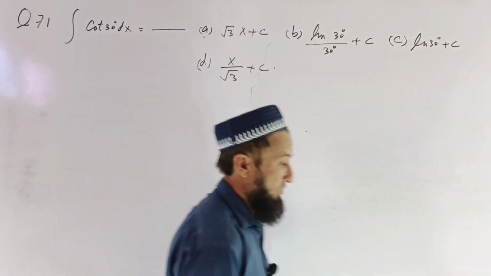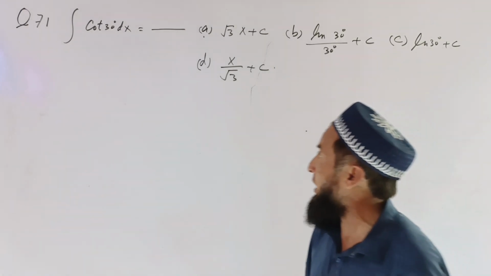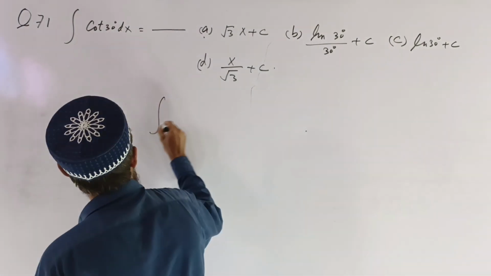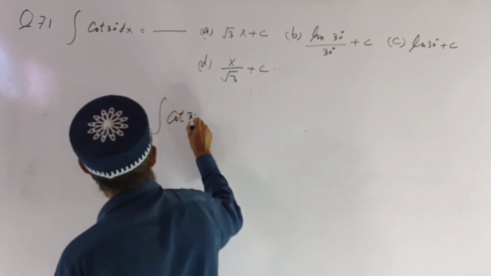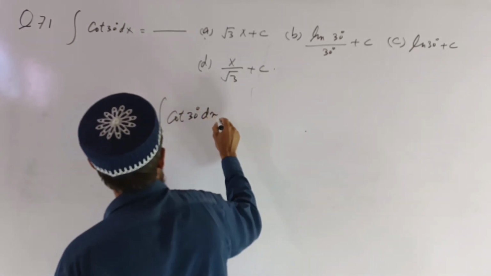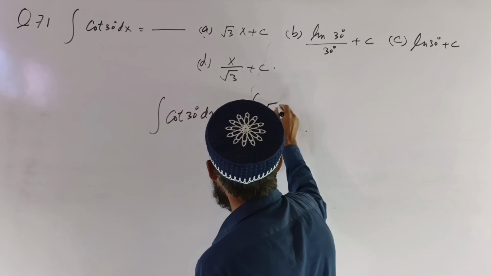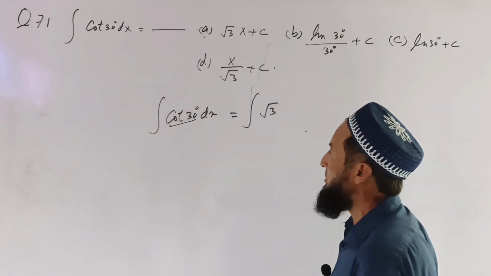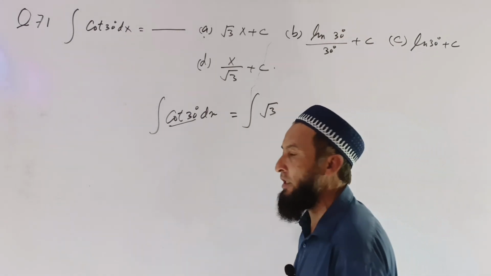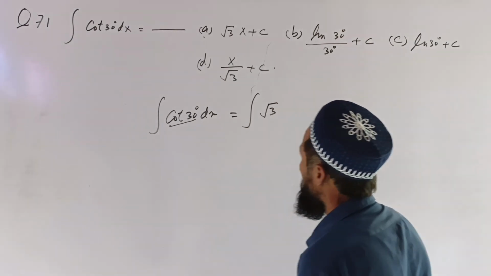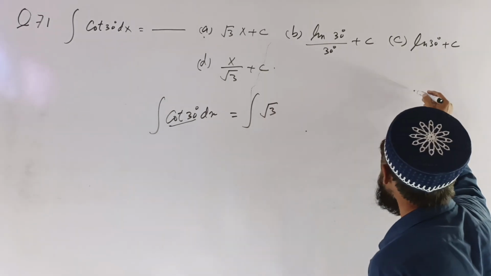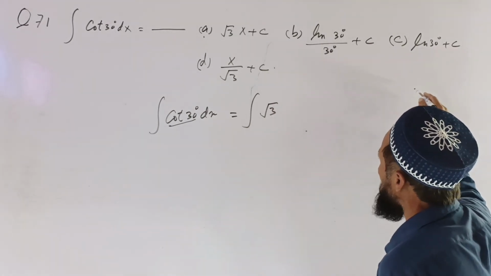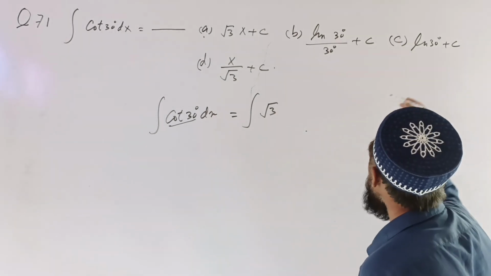Integration of cot 30° dx. Here cot 30° is equal to √3. If we find cos 30 divided by sin 30, we get cot 30 directly as cos 30 over sin 30.